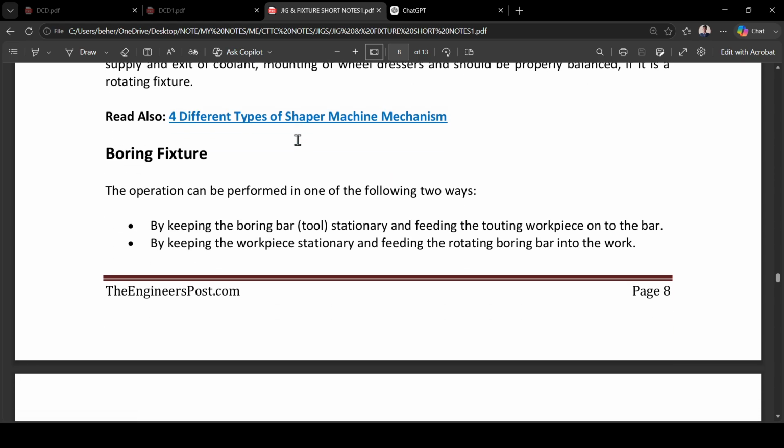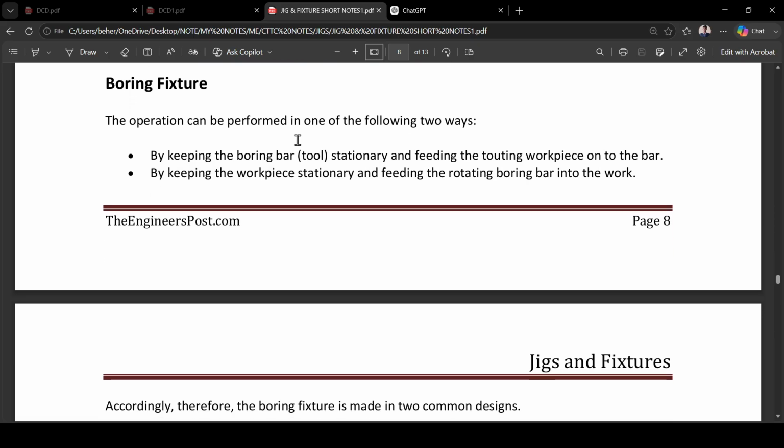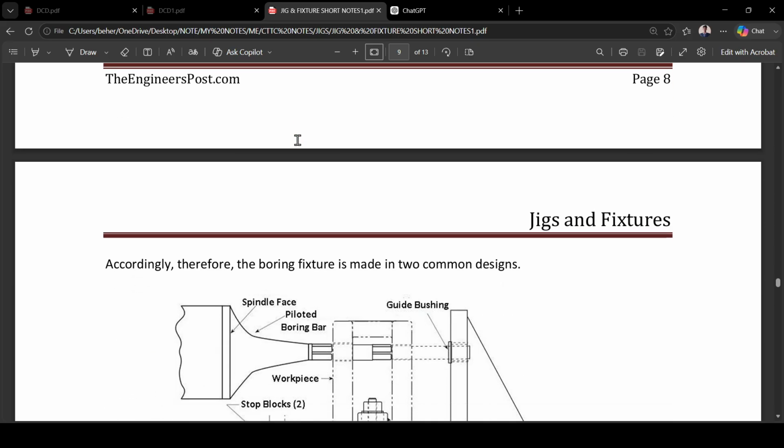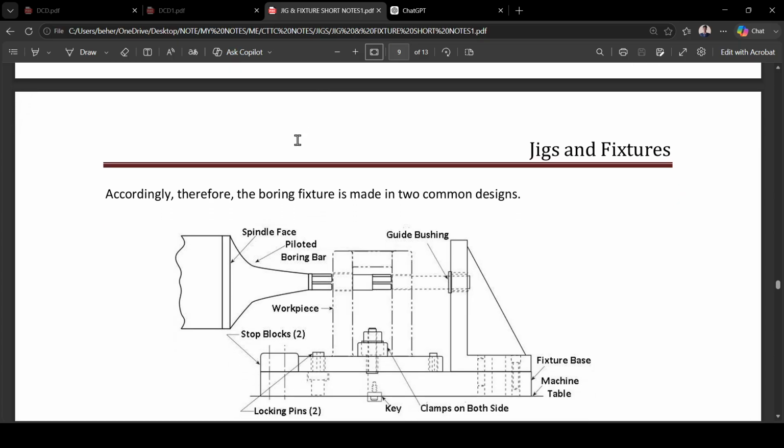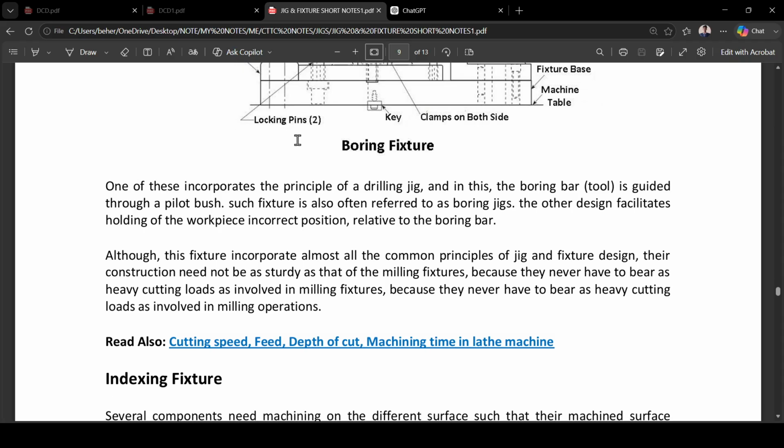And what is boring fixture? This is the boring fixture. You can read and write all these things, so you can clearly and easily understand the fixture.